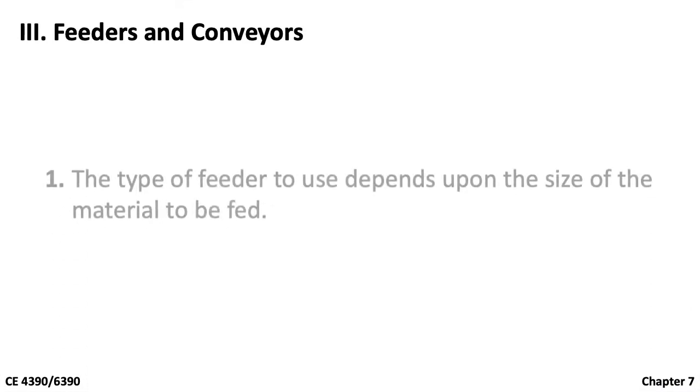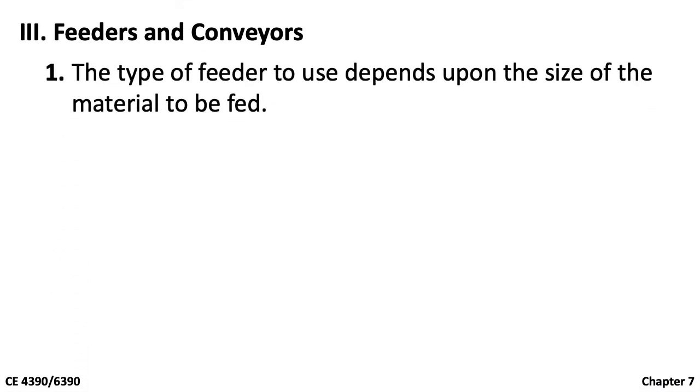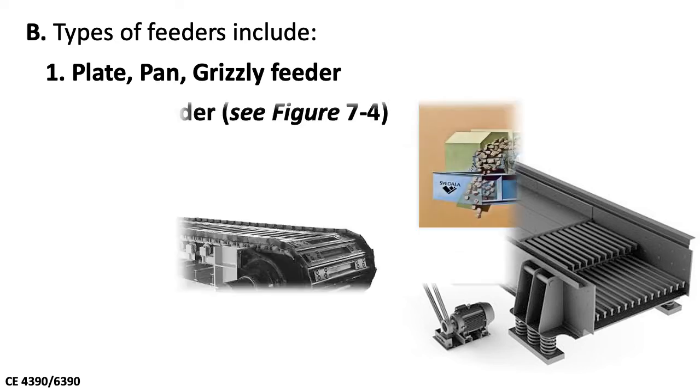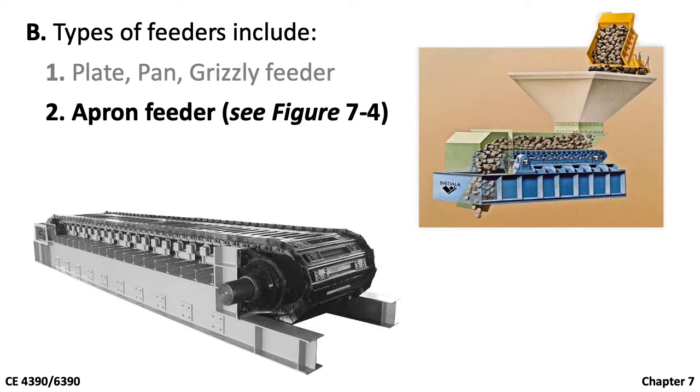The selection of feeder to use depends upon the size of the material to be fed. There are various types of feeders. A popular type, as shown in this picture, is the use of a plate, pan, and sometimes a grizzly feeder. It is set with a certain slope and vibrated to move material down. Another type of feeder is the apron feeder, which is shown in these pictures. Here is how it works.